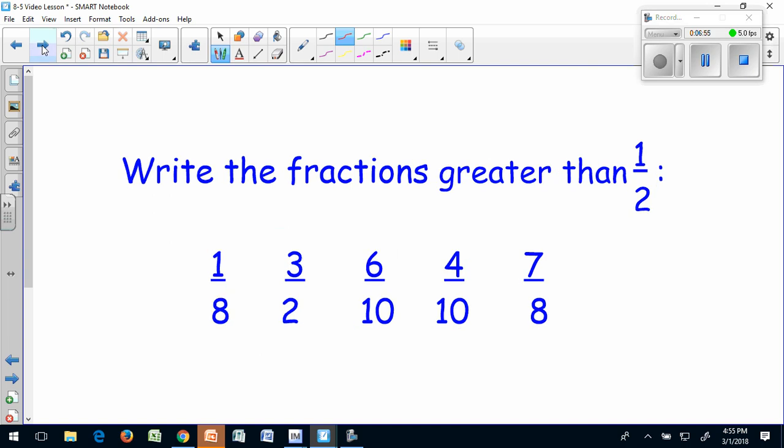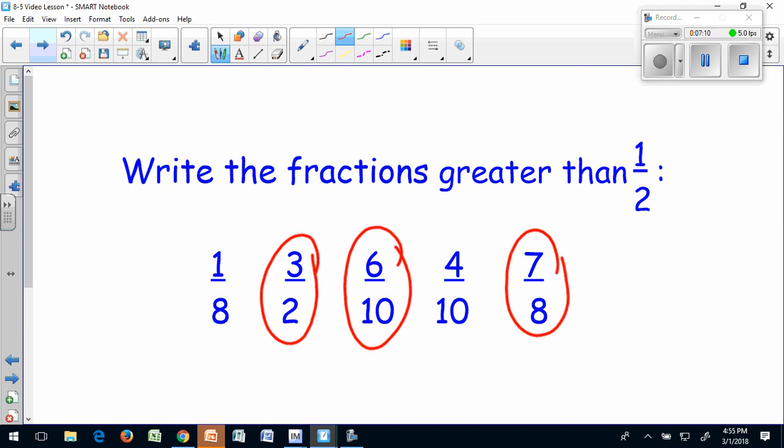Now try this one. Write the fractions greater than 1/2. Pause the video and write these in your notebook. You should have 3/2, 6/10, and 7/8 circled. We know 4/8 is equal to 1/2, 5/10 is equal to 1/2, and 3/2 is actually over 1/2, so it's definitely greater than 1/2.